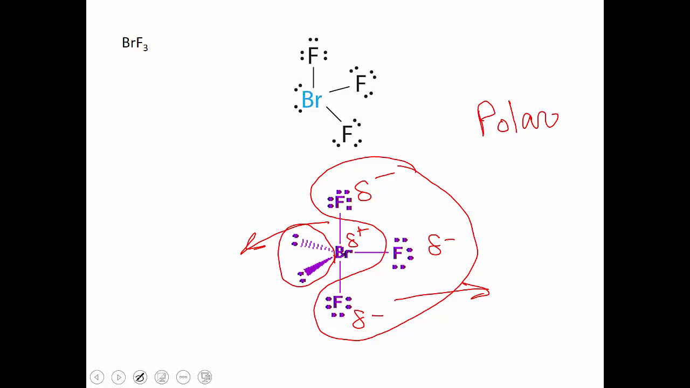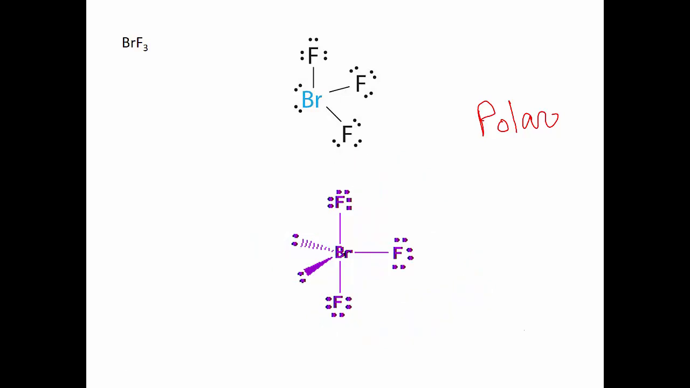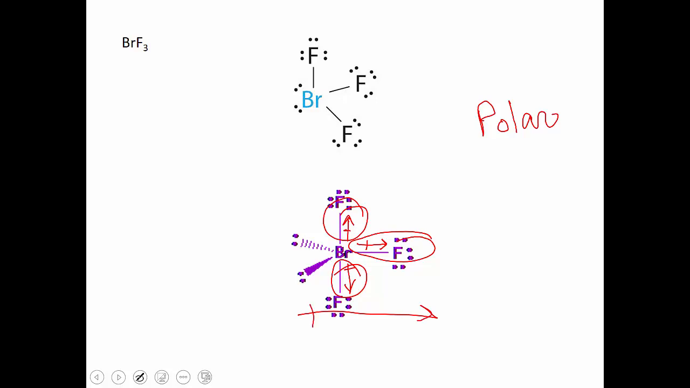I want to show you how you can determine the polarity using the dipole arrows, and in this case, it's a little easier to see. So our arrows are all going to point towards fluorine. And you're going to see that these two arrows right here totally cancel each other out. One's going up, one's going down. And that leaves us with one arrow remaining. And so that's going to give us our overall dipole of the molecule.